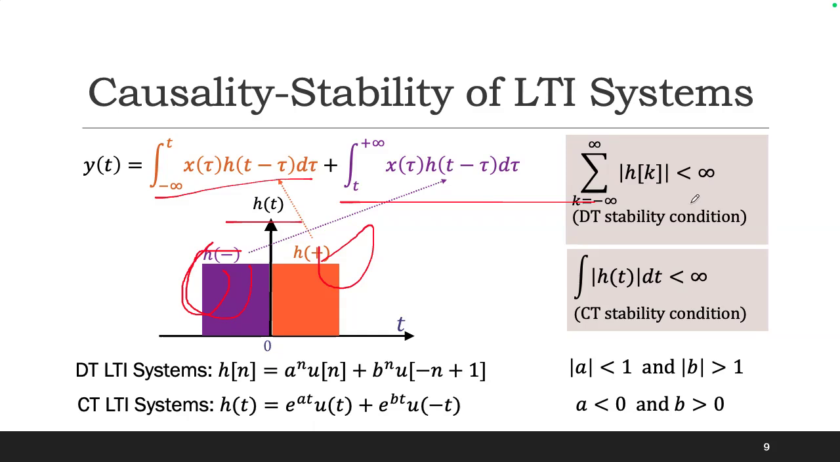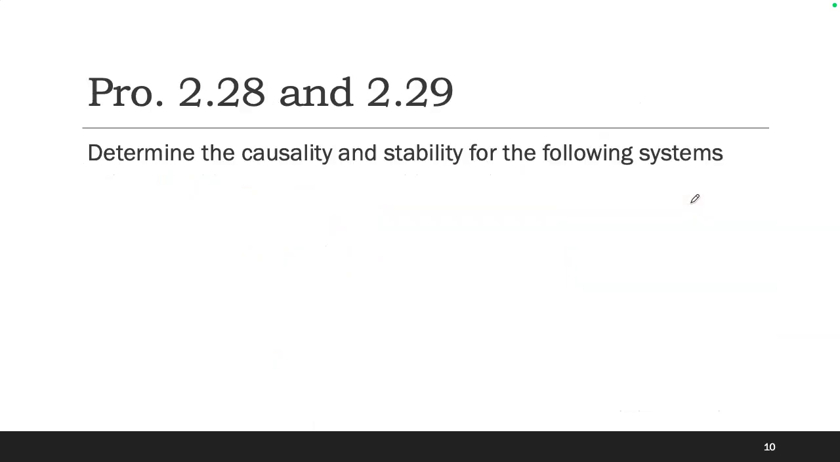Okay, and let's review the homework problem. I don't know if you finished the homework. This is problem 2.28 and 2.29: determine the causality and stability for the following systems. How about this one? Let's tell, is it causal or not causal, firstly.